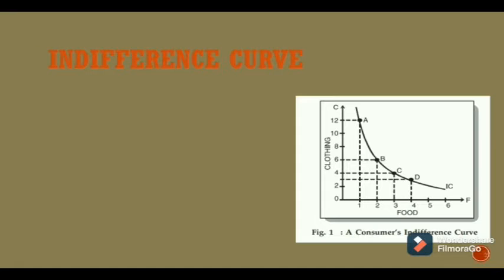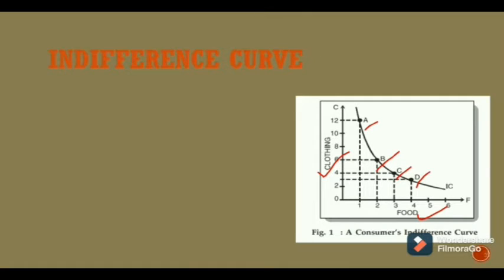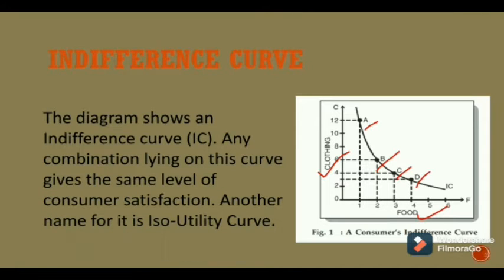We can draw an indifference curve using the schedule. You can see the schedule here. The X-axis represents food and the Y-axis clothing, and we get the different points A, B, C, D, and joining these we get the IC curve. So this diagram shows an indifference curve, that is IC, and any combination lying on this curve gives the same level of consumer satisfaction, that is A, B, C, D, and another name for it is iso-utility curve.